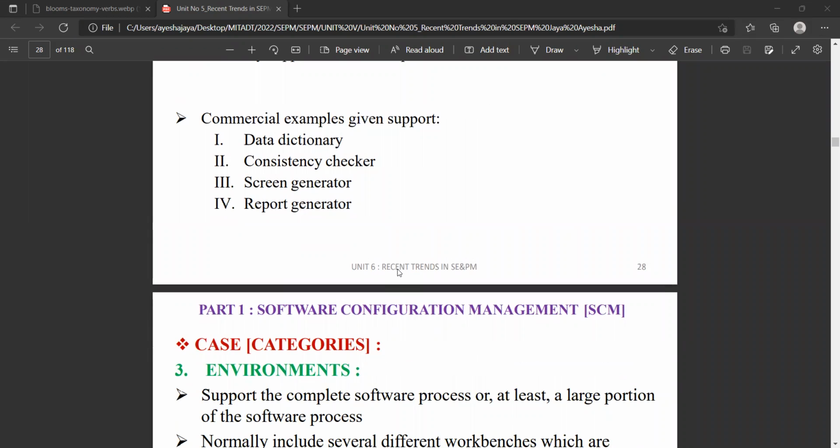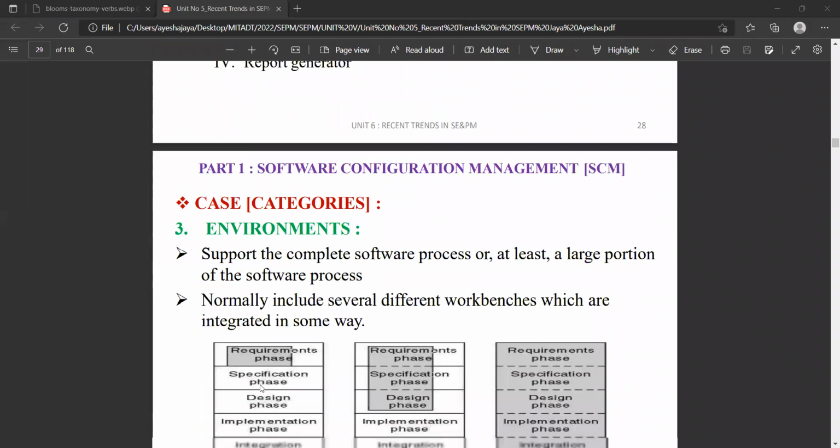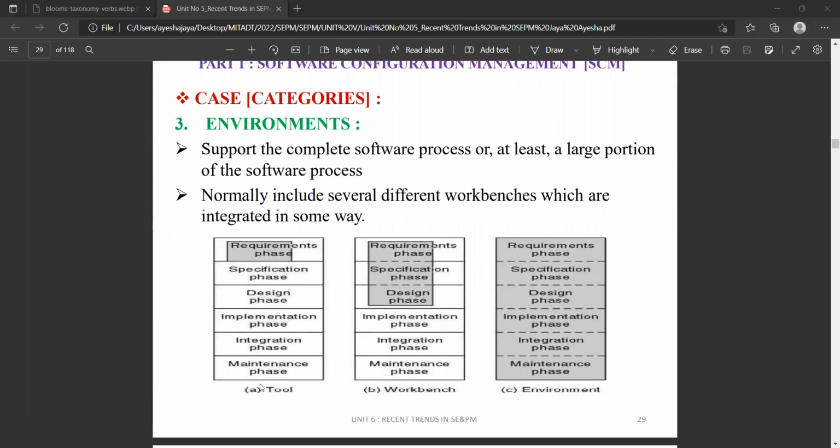So commercial examples that you can outsource are the data dictionary, so it can be maintained by someone else, consistency checker, screen generator, and report generator. So you can outsource these things because you need specific script writers for report generators. For screen generators, you need specialized UI designers. For consistency checkers, you may require DBAs, database administrators. Even for the data dictionary, you may require DBAs. So you can outsource them. If you do not have a specialized team, you need not hire them for that because unnecessarily you need to give them the payment for entire sessions.